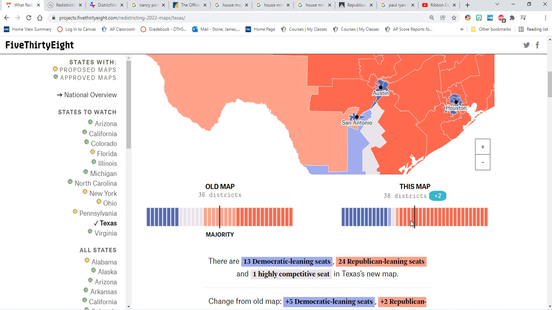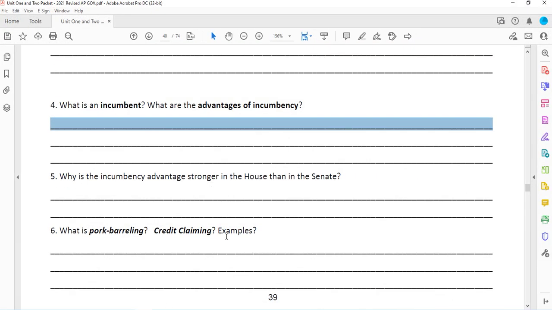The new map is almost entirely either Republican or Democrat. They're not even trying to have competitive elections. That's because it's to the advantage of states to have members of Congress get reelected, because once they get reelected, they start to accumulate more power and get better committee assignments.